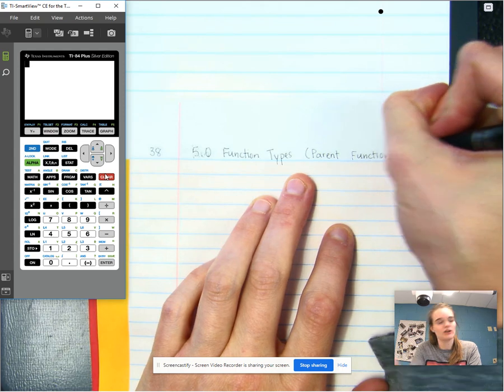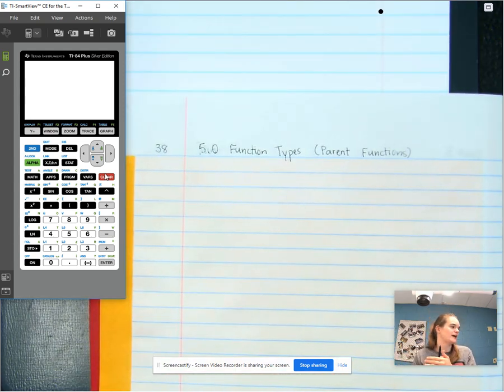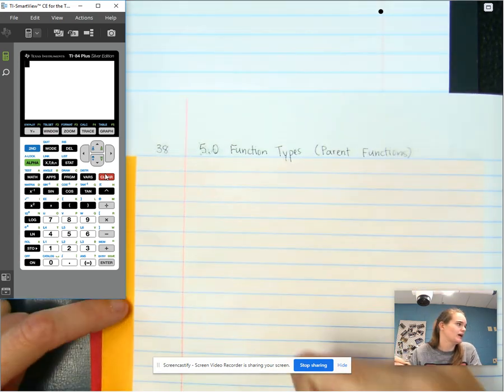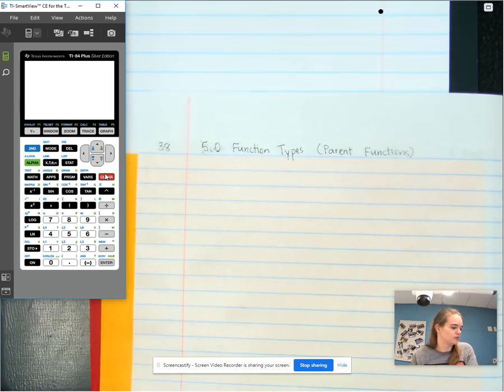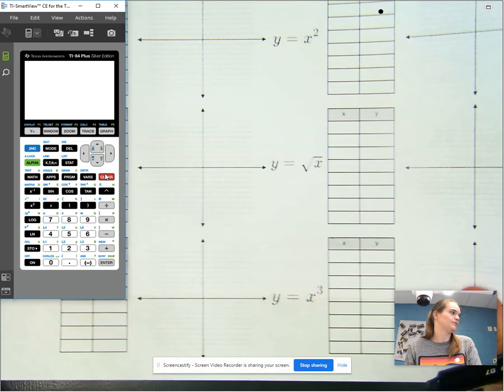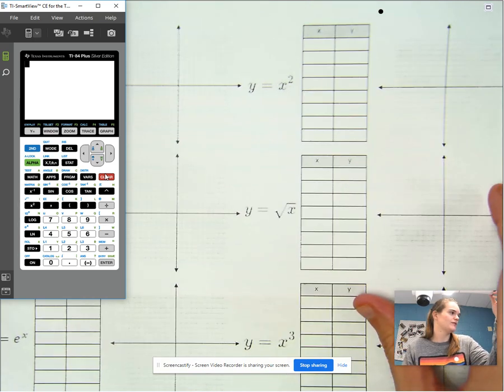So specifically parent functions. Okay, so remember, if you don't have a printer, that's fine. I've never said you need one. You're just writing on page 38. Okay, and we're going to graph and do some stuff like that. So I'm going to put this to the side. I'm going to grab the notes that I have on Google Classroom. All right, so you have this.